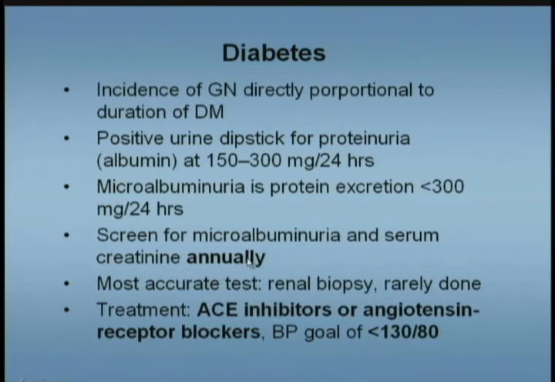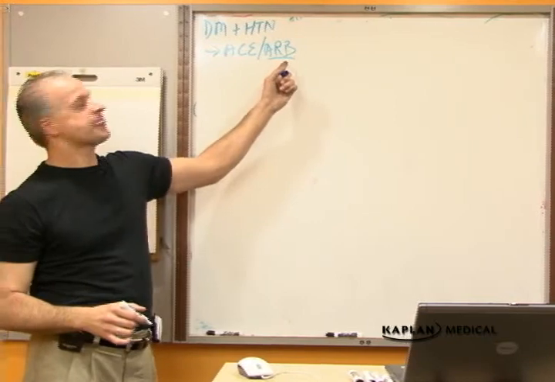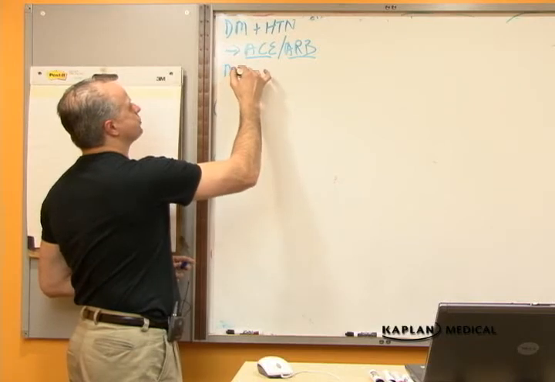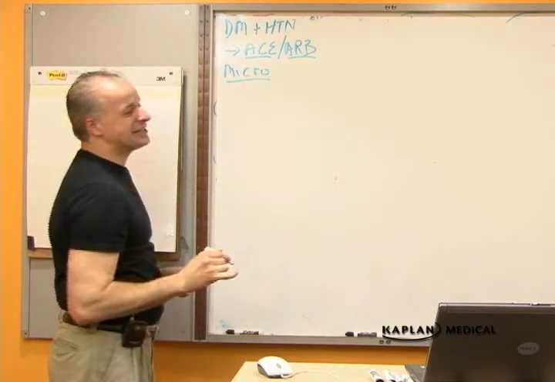What will you do differently based on that test? Microalbuminuria will get ACE inhibitors or ARBs. The other thing is that if you have renal disease, you will get a lower threshold of blood pressure. First of all, diabetes and hypertension should get ACE inhibitors, and if you have a cough, angiotensin receptor blockers. Losartan, valsartan, irbesartan, candesartan, telmisartan: ACE inhibitors or angiotensin receptor blockers. The microalbuminuria also means that you give ACE inhibitors or ARBs.